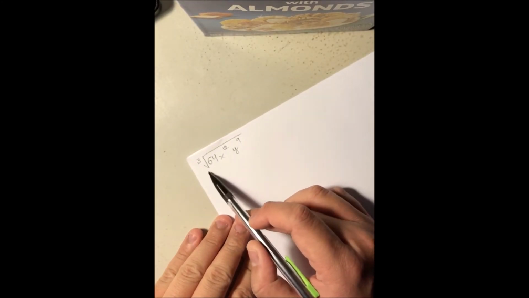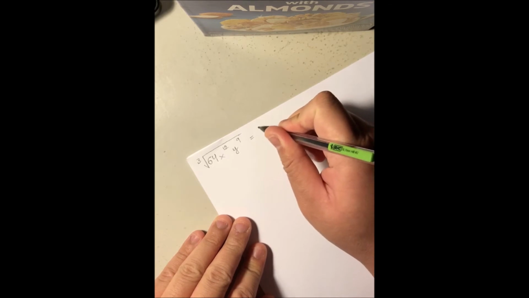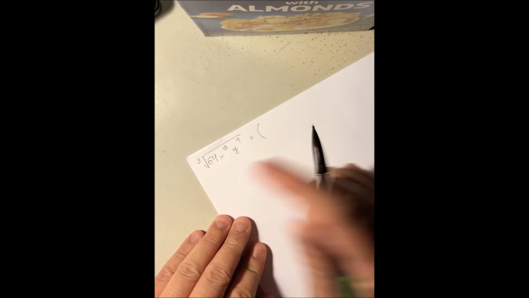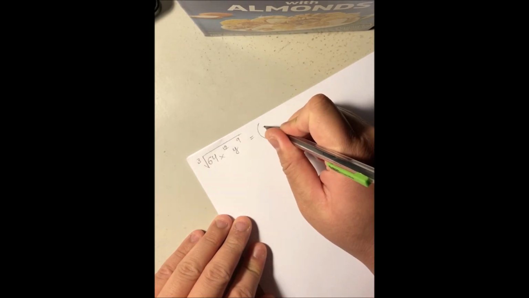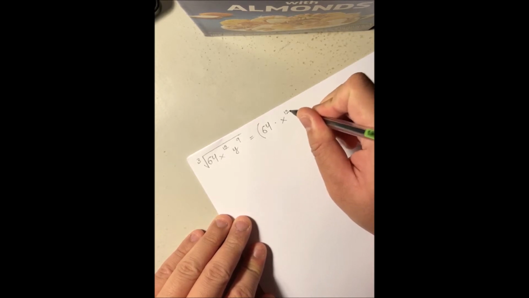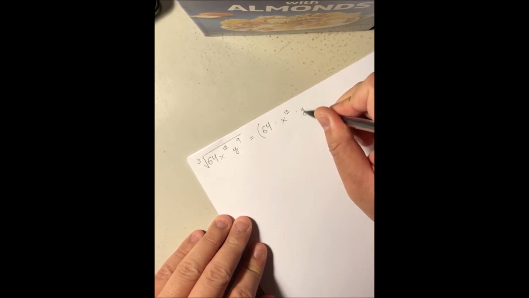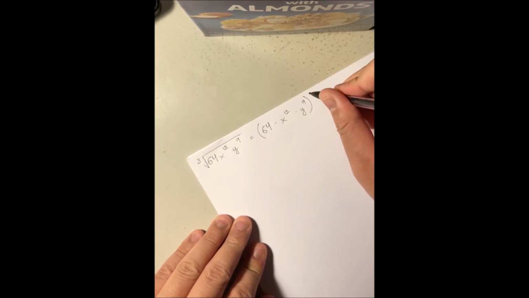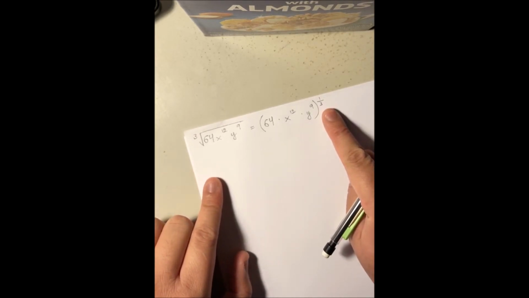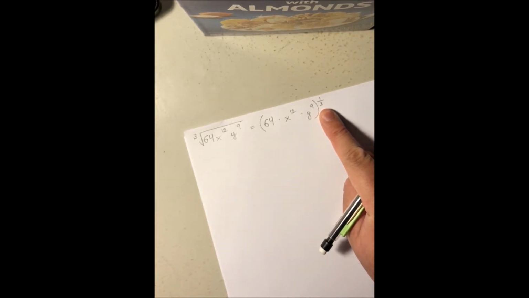Now, the first step I'm going to do is that I'm going to rewrite this expression into the fractional exponent form of this root, okay? So that's going to give me 64 multiplying x raised to the 12 multiplying y to the 9, and all of this is raised to the 1 over 3, okay? Now, of course, you don't have to write it in fractional exponent form, but if you are more comfortable with that, then feel free to go ahead and do it, okay?